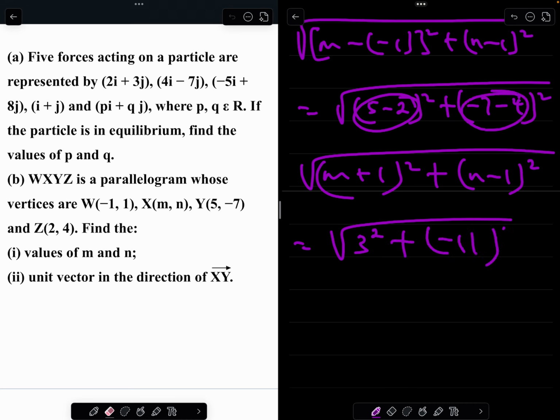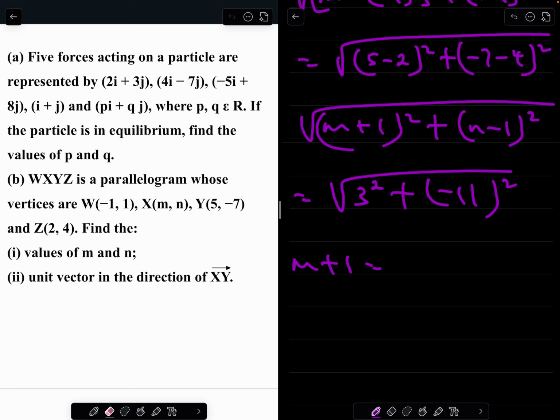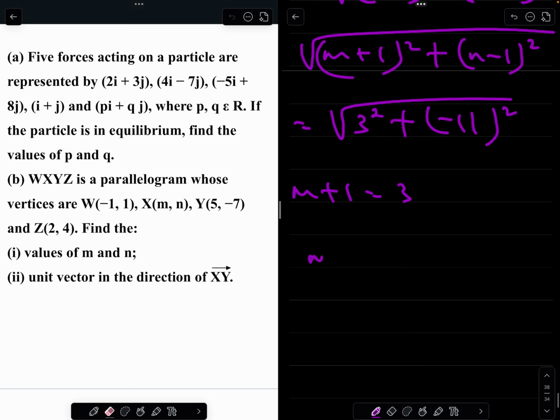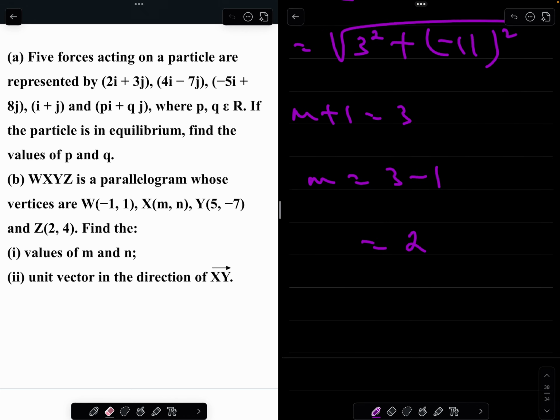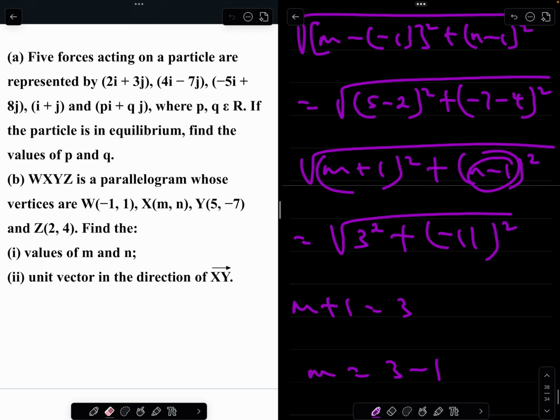Now, if we compare what we have on the left hand side to what we have on the right hand side, that simply means m plus 1 is equal to 3, which means m equals 3 minus 1, which is equal to 2, and n minus 1 equals minus 11.